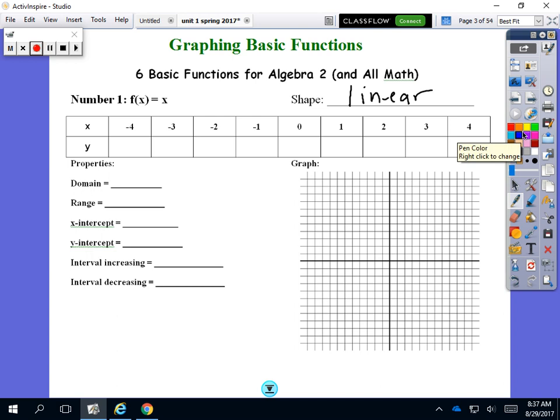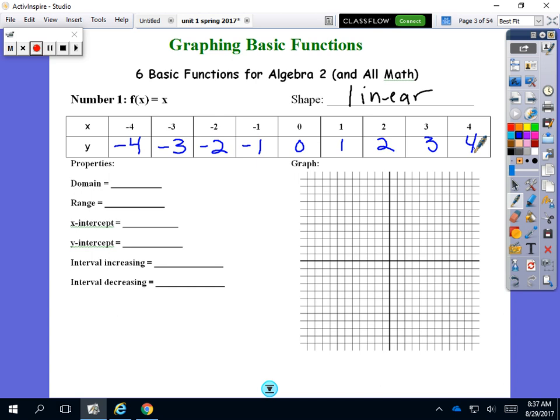This function sets y equal to whatever x is. That's called the parent linear function, which is just y equals x, or f of x equals x. So if x is -4, that means y equals -4. And if x equals -3, y equals -3, etc. So we'll fill in our table, and y just equals whatever x equals.